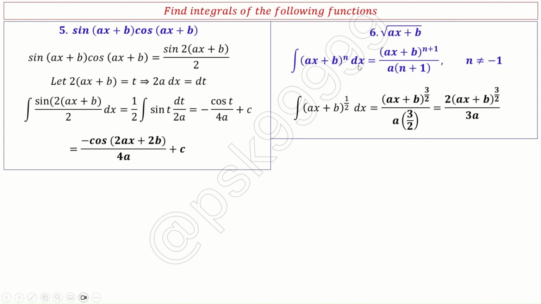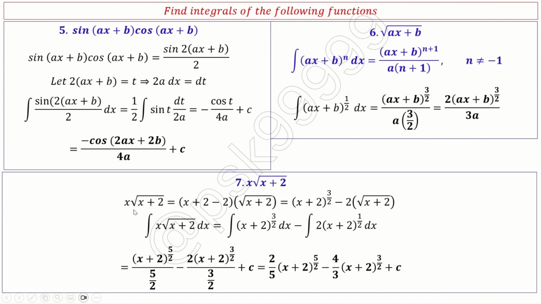Next, x into square root of x plus 2. I will write this by simply splitting it into x plus 2 terms. So x plus 2 minus 2, into square root of x plus 2, which is nothing but x plus 2 whole to the power of half. This will become x plus 2 whole to the power of 3 by 2 minus 2 times square root of x plus 2.